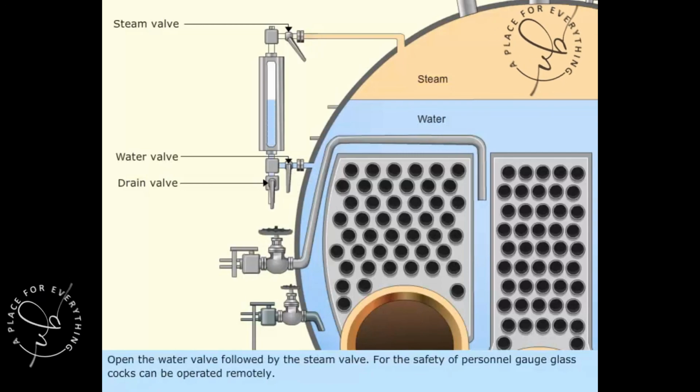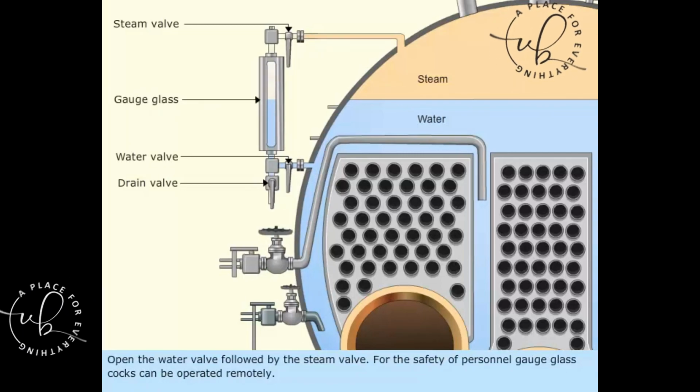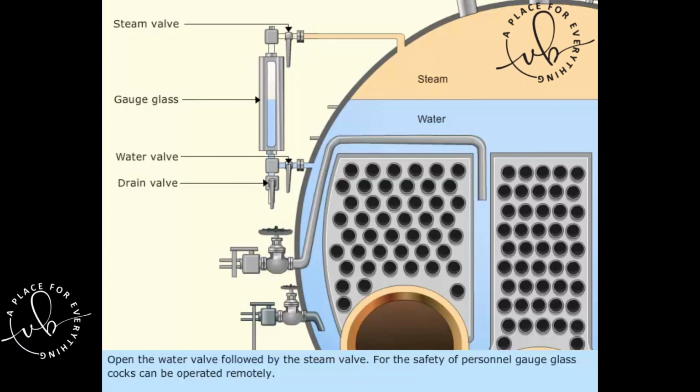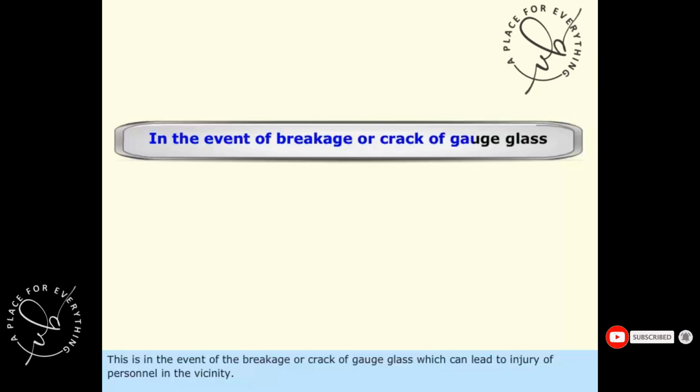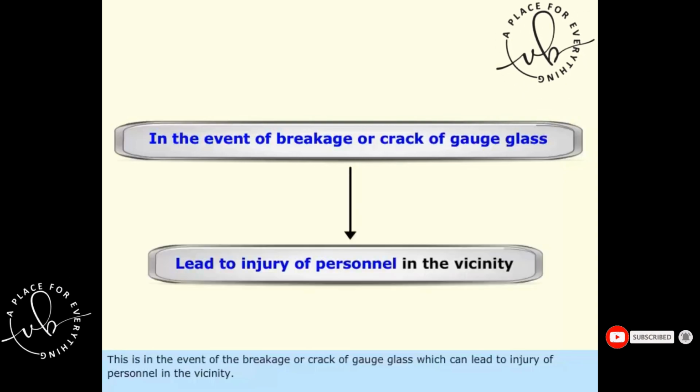For the safety of personnel, gauge glass cocks can be operated remotely. This is in the event of the breakage or crack of gauge glass, which can lead to injury of personnel in the vicinity.